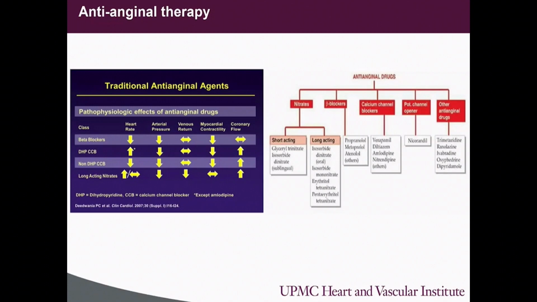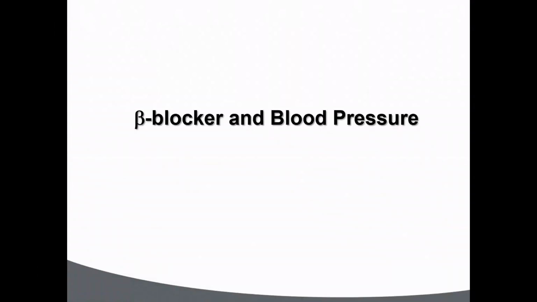Thinking about the long-acting nitrates as an addition, oftentimes we can even think about adding diltiazem or amlodipine, which may have some anti-anginal effect. And then as a later stage, in patients who still continue to be totally resistant to medical therapy as well as interventional therapy, ranolazine or Ranexa may be a reasonable option. So we'll talk about beta blockers and blood pressure next.